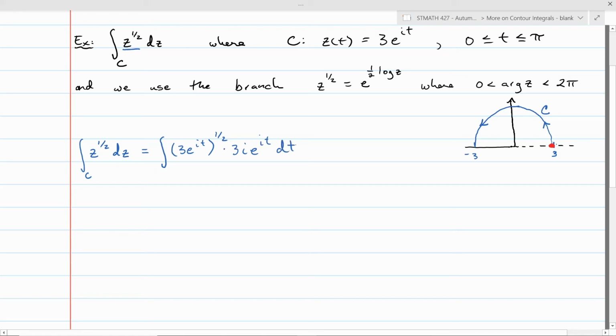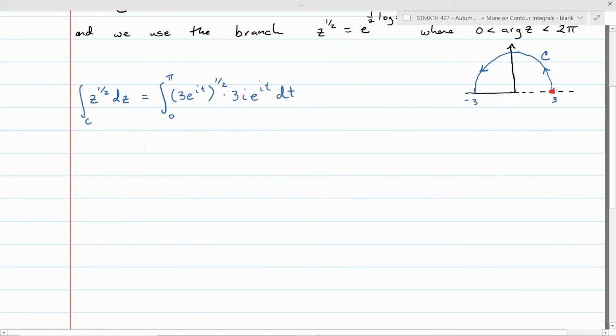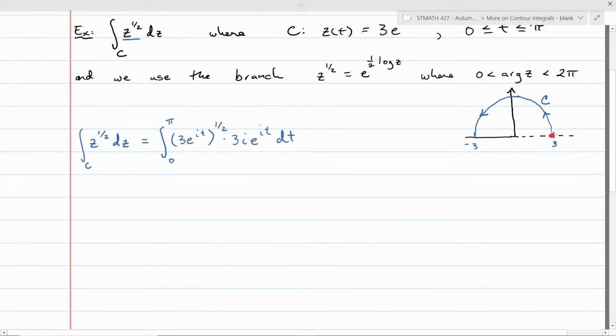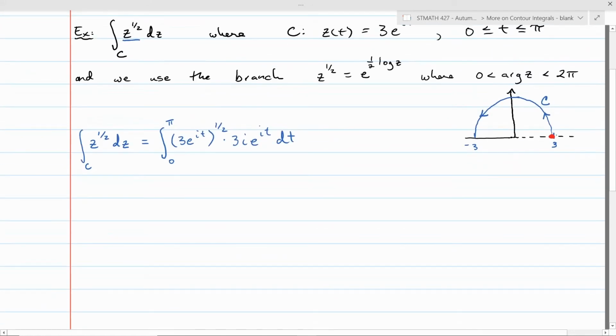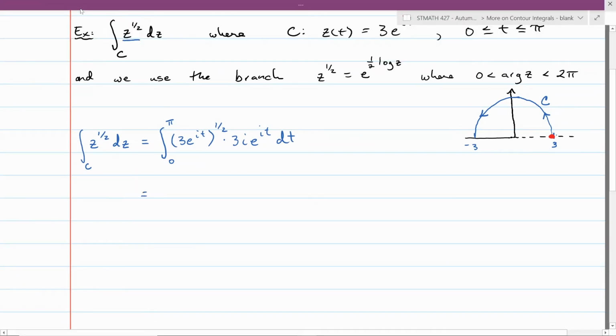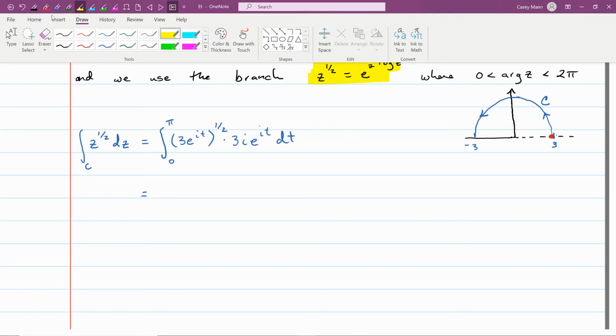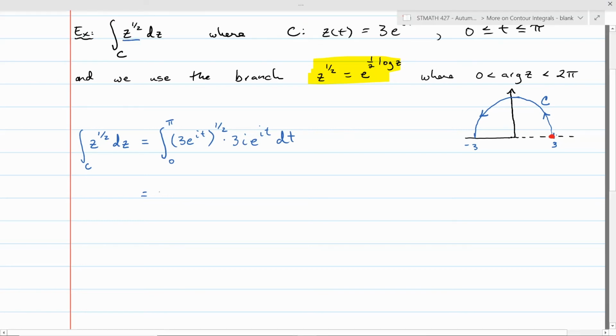Then we got dt, and the parameter runs from 0 to pi. And let's simplify that a bit. How do we do that? For (3e^(it))^(1/2), we have to look at this definition up here in yellow. And so this will be the integral from 0 to pi. So we've got to do log of z, where z is this 3e^(it).